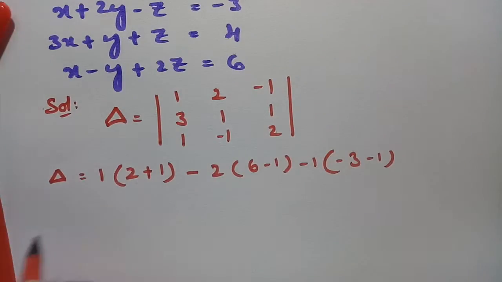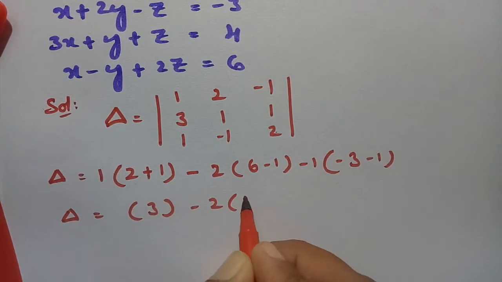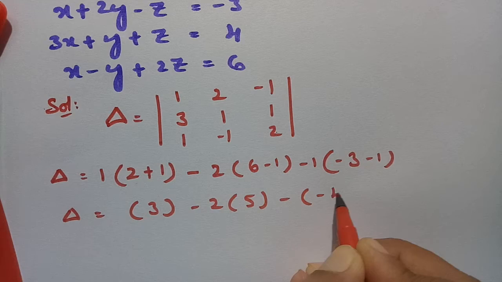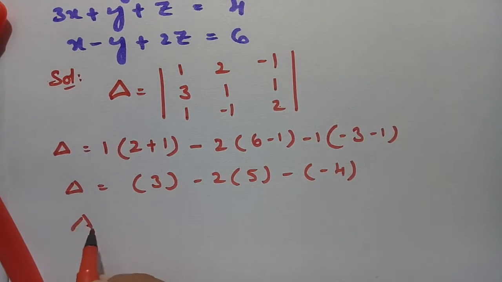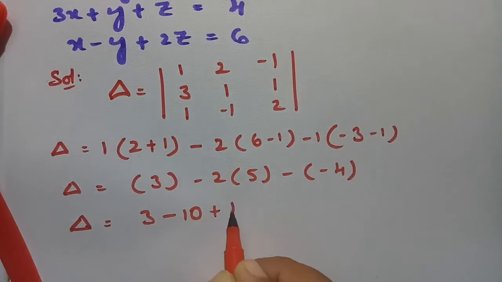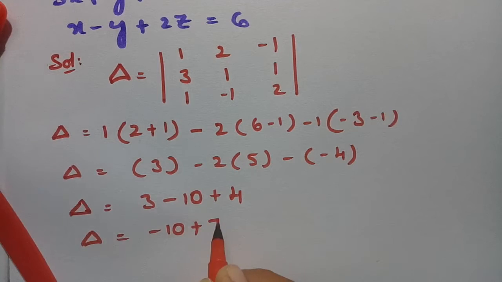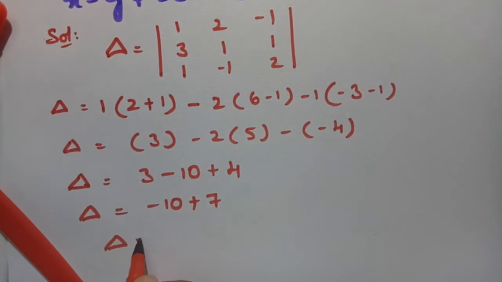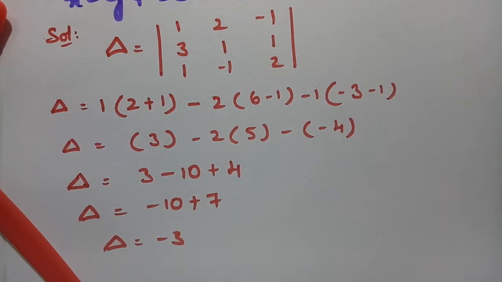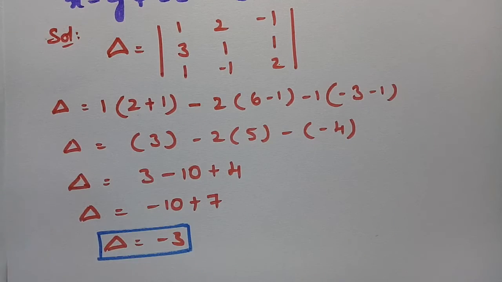So our determinant value is ready. It is 1 times 3, 2 times 5, and 1 times minus 4. So the determinant value is 3 minus 10 plus 4. Therefore the determinant value is minus 10 plus 7. Therefore the determinant value is minus 3. So I got the determinant value.